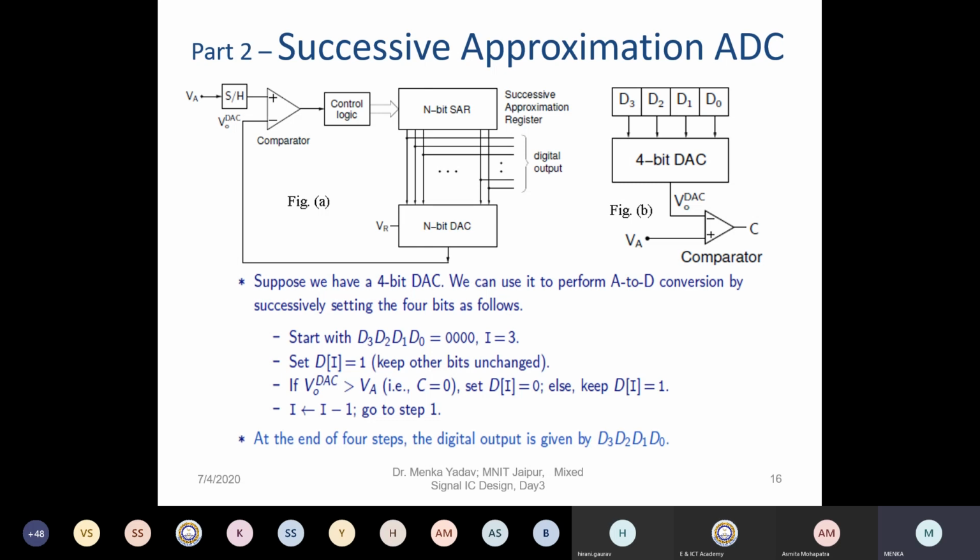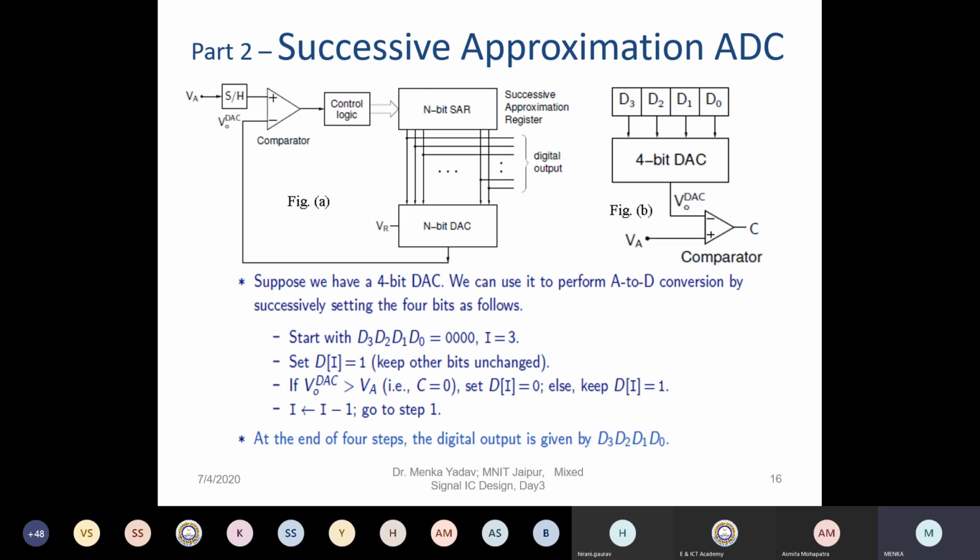Then you will be having the control logic. The comparator output is either 0 or 1. If V in is greater than the digital equivalent, then this becomes 1, otherwise it becomes 0. So depending on that, we will plot an algorithm, and depending on that algorithm, the digital bits will keep on changing. Okay. So in order to understand it in a better way, let us simplify it in figure number B.